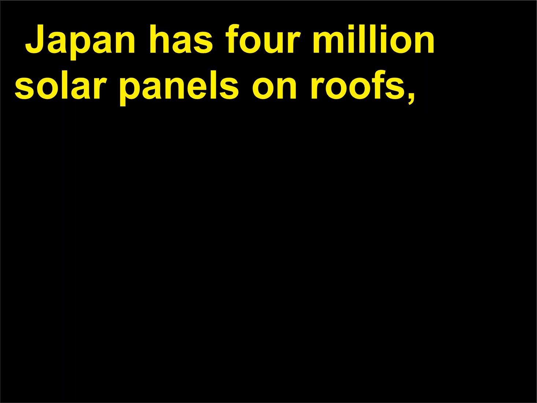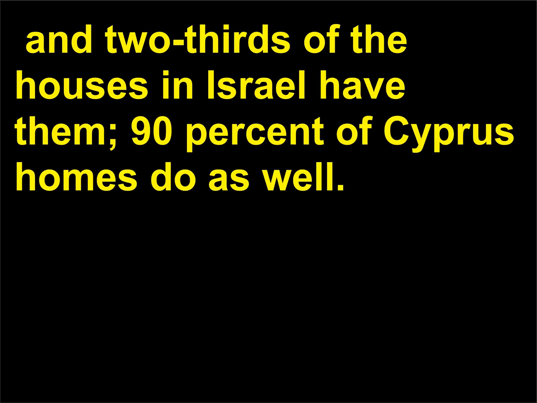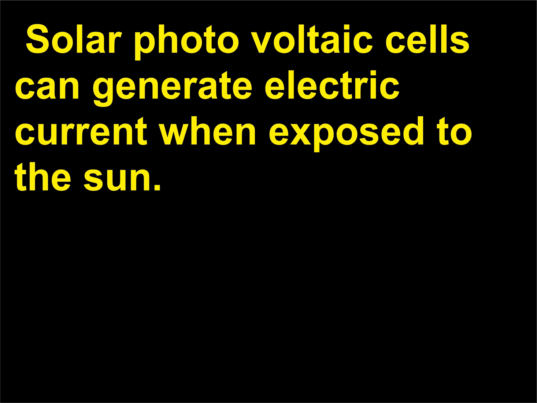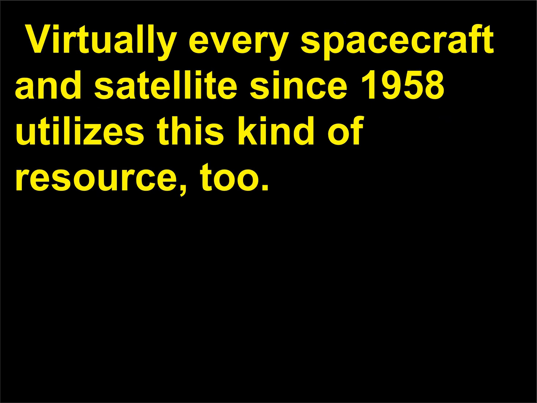Japan has 4 million solar panels on roofs, and 2/3 of the houses in Israel have them. 90% of Cyprus homes do as well. Solar photovoltaic cells can generate electric current when exposed to the sun. Virtually every spacecraft and satellite since 1958 utilizes this kind of resource, too.